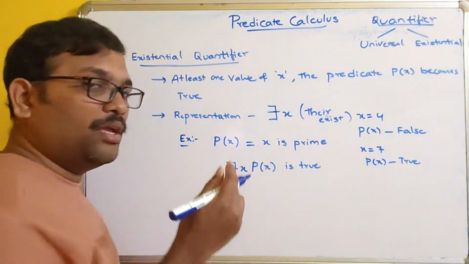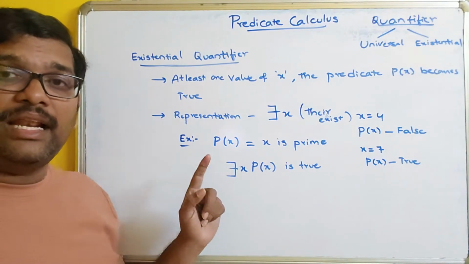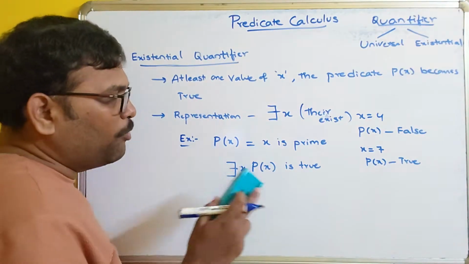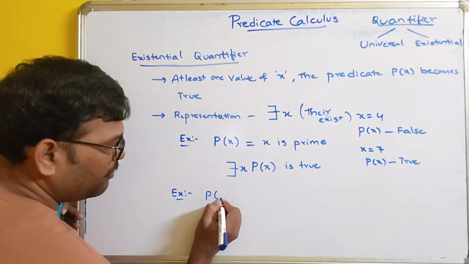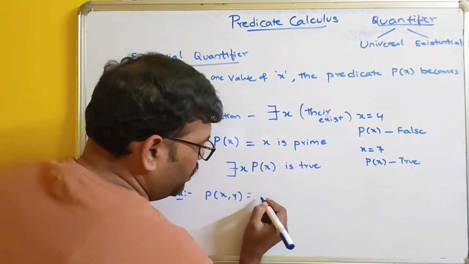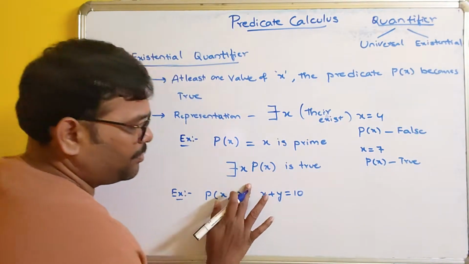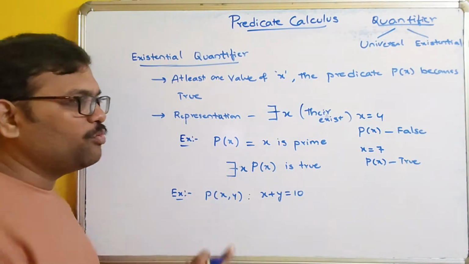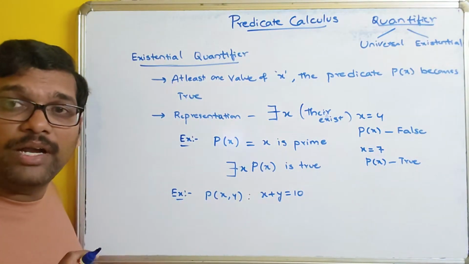There exist. Okay, so universal quantifier is for all, and this is the there exist. Right? Now let us take one more example. For example, if the predicate P of x comma y, that means two variables, is equal to x plus y is equal to 10. Okay, this is the predicate, x plus y is equal to 10. So how can it be represented with the help of quantifiers?